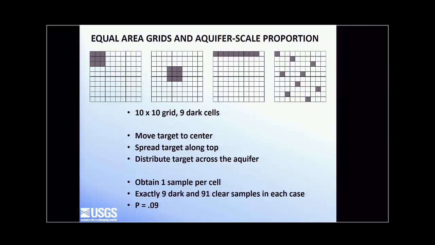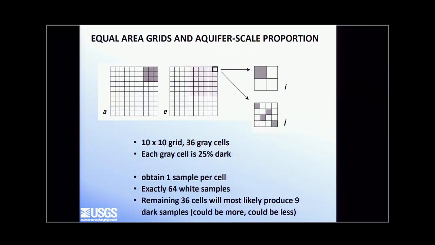In essence, we've done with an equal area grid cell the equivalent of a well-mixed urn. We've sampled all parts of the aquifer, and we've obtained a spatially unbiased estimate of that proportion. Well, let's just generalize from those 9 cells. Instead of a 3 by 3, it's a 6 by 6.